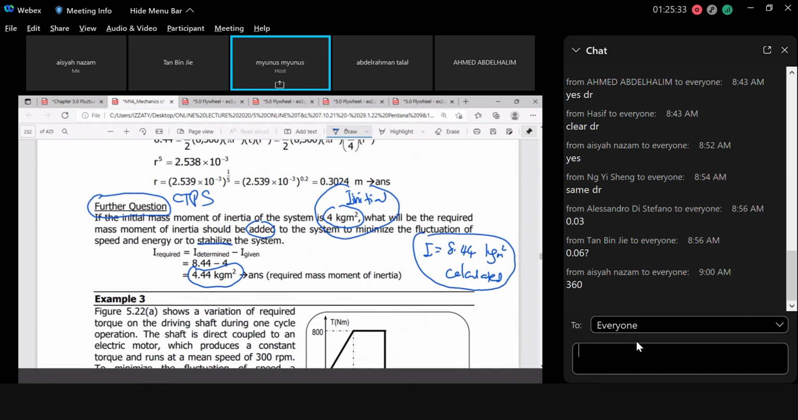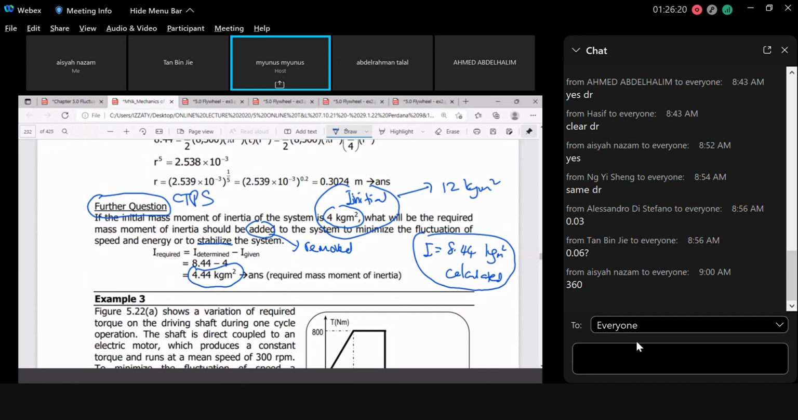Sometimes they provide more, for example, initially you have 12 kilogram meter square. So what would be the mass moment of inertia that should be added or removed? You need to remove 4.44 kilogram meter square. You understand me? But in practice, it is very difficult to remove part of the internal mass moment of inertia. It is easy for us to add. In the exam or any problem, you can be asked either to remove or to add. Is that clear?